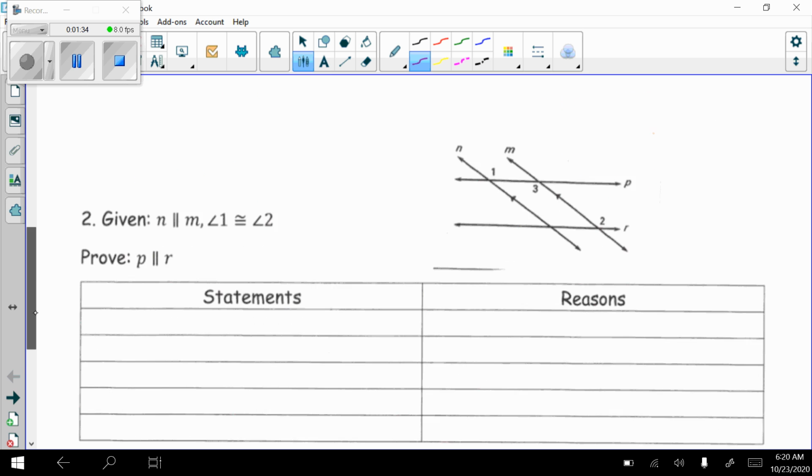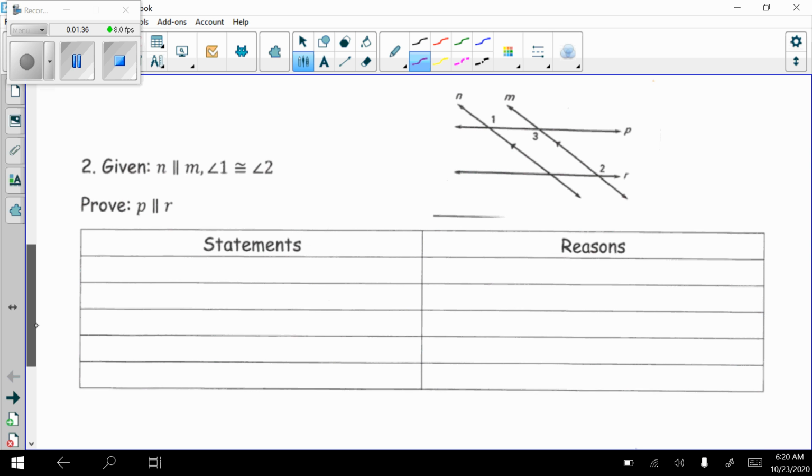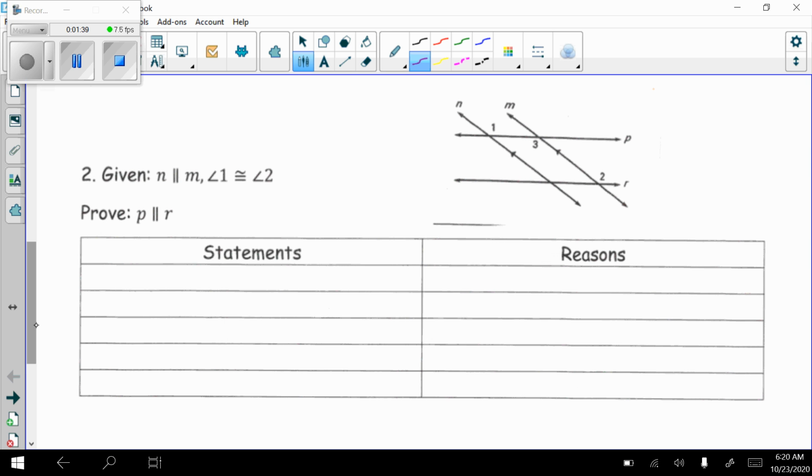Let's look at the second proof. This is the picture that they give to me. Given N is parallel to M and angle 1 is congruent to angle 2, they want me to prove that P is parallel to R. Okay? So if we're going to be proving lines parallel, I know I'm going to be using a converse of one of my theorems. So again, I'm going to start out with what they gave to me. So N parallel to M and angle 1 congruent to angle 2, given.